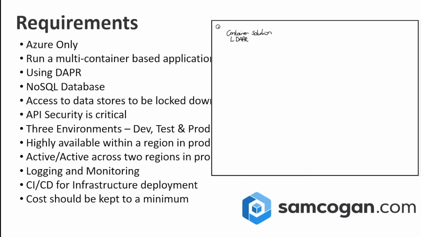Okay, NoSQL database. Well, if we're in Azure and we don't want to run VMs and so on, then really we've only got one choice for NoSQL, and that's going to be Cosmos DB. So we'll add that into our list of things we need to do. Access to the data stores needs to be locked down. So we're talking really here about access to the Cosmos DB, and we need to lock down access to that. Now we can do that with IP whitelists and so on, but really if we want to make this properly secure and make sure the only thing that can access it is the container app, we need to be looking at private endpoints. So we'll add that onto our list.